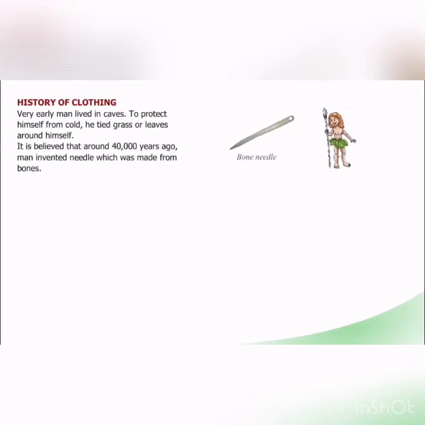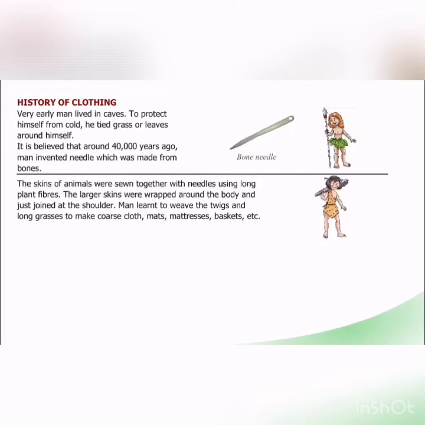History of clothing. Very early, man lived in caves. To protect himself from cold, he tied grass or leaves around himself. It is believed that around 40,000 years ago, man invented the needle, which was made from bones. The skins of animals were sewn together with needles using long plant fibers. The larger skins were wrapped around the body and just joined at the shoulder.